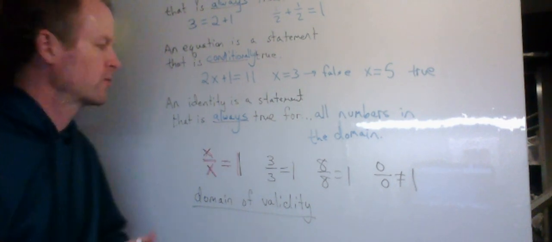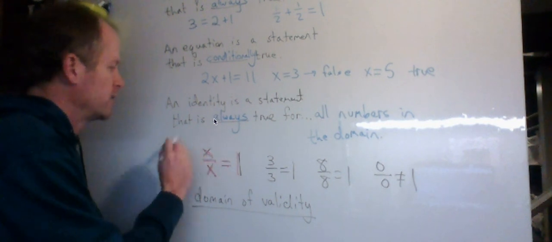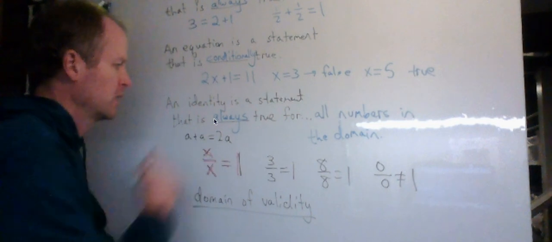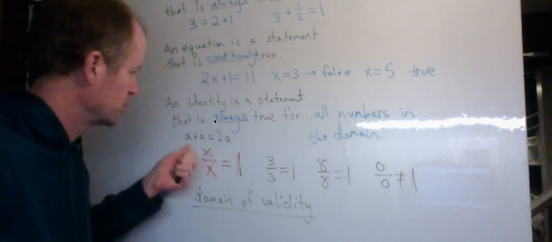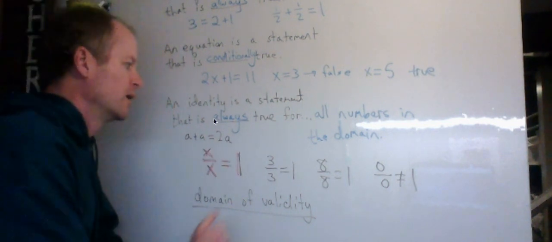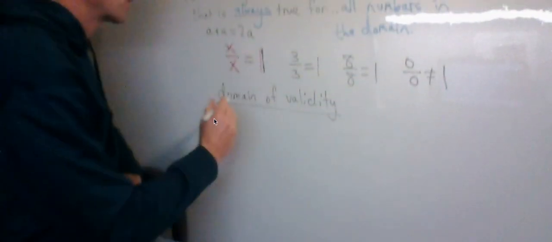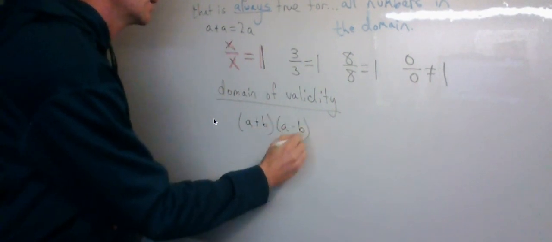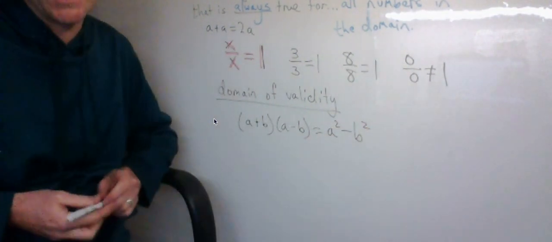Actually, before we go on, I'm going to give you a couple more examples of identities. I forgot about that. Another example of an identity would be like A plus A equals 2A. Any A that I plug in, it's going to work. 3 plus 3 is 2 times 3. Another example, I'll write it down here so where we have more room. If I had A plus B times A minus B, that should always equal A squared minus B squared for any A and B.